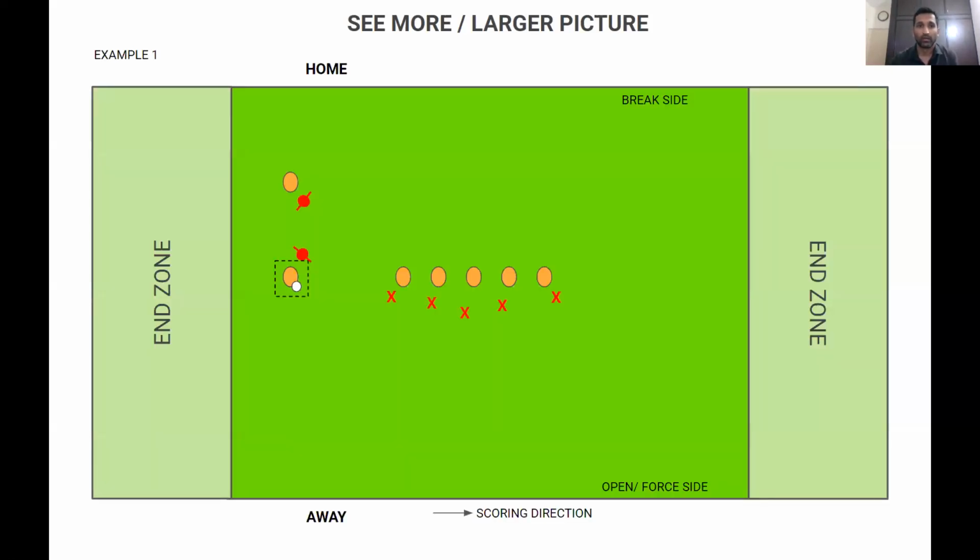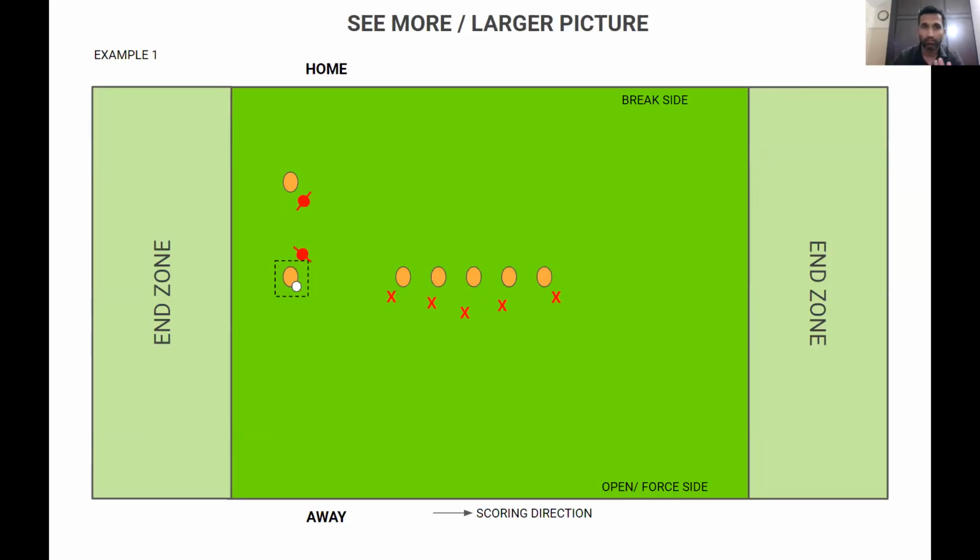It's about seeing more than what maybe your tunnel vision is saying. Can you see where the space is? Can you see where people are cutting? Can you see where your teammates are? So let's understand this through a few examples. Yeah. So this is one example.